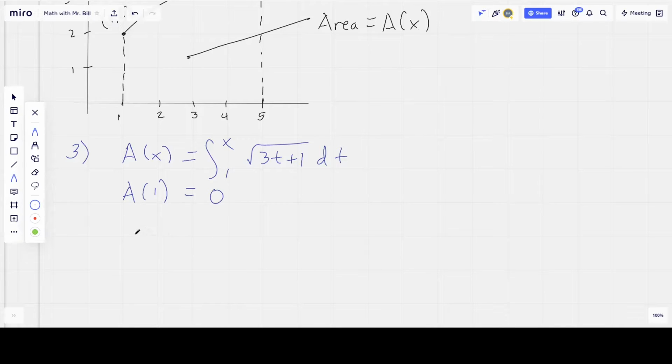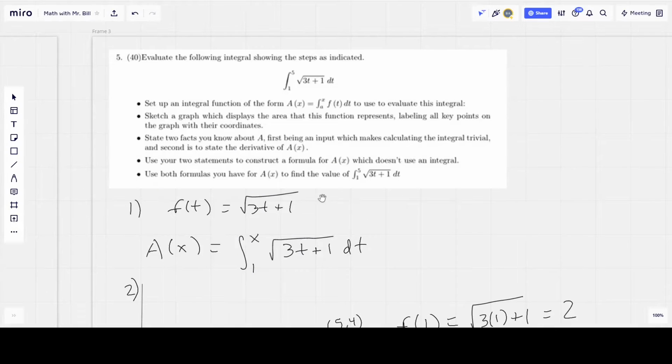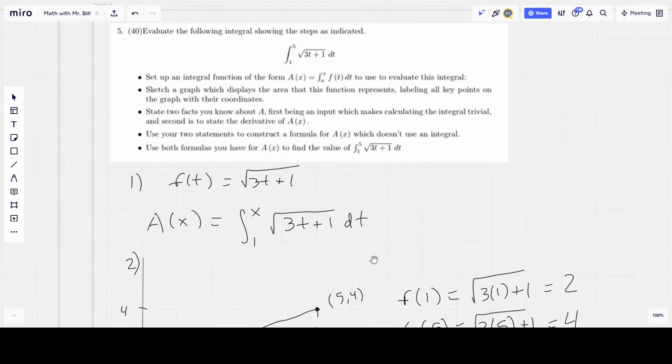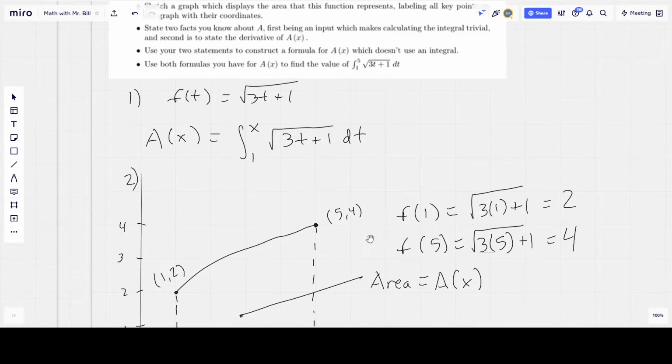And then it asks us to find the derivative. Well, using one of the parts of the fundamental theorem of calculus, we know that A prime of x is just equal to the inside of the integral with the t replaced with x. So then, what does it ask us? It says to use your two statements to construct a formula for A of x which doesn't use an integral.